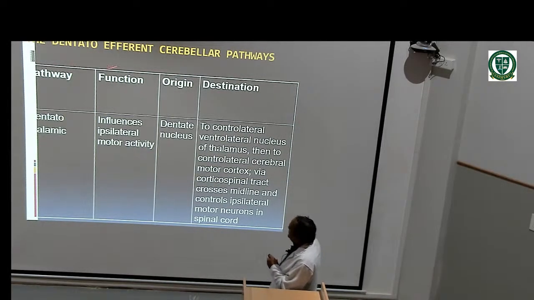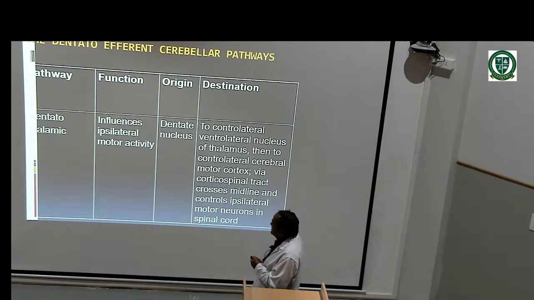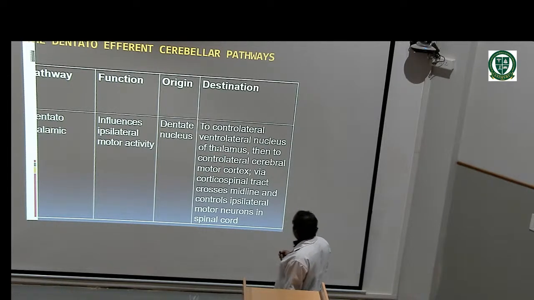Next pathway is dentato-efferent cerebellar pathway. So here the pathway name is dentato-thalamic pathway. It influences ipsilateral motor activity. Origin is in the dentate nucleus, and they will end in the contralateral ventrolateral nucleus of thalamus, and then to the contralateral cerebral motor cortex via corticospinal tract, crosses midline and controls ipsilateral motor neurons in the spinal cord.